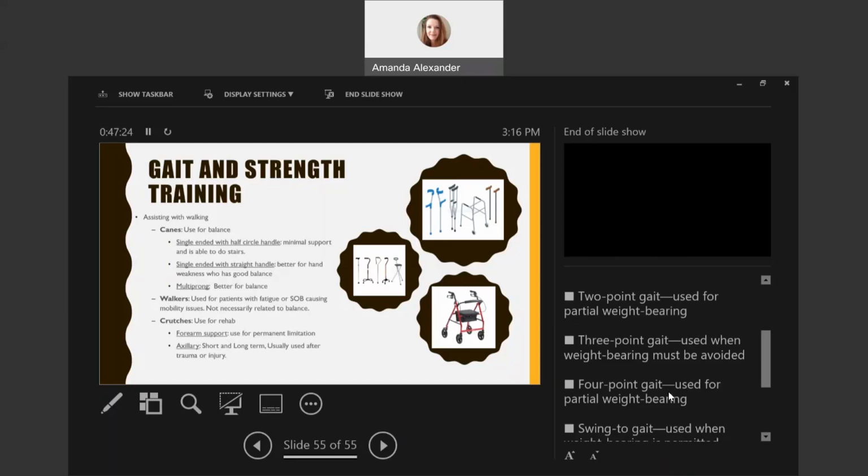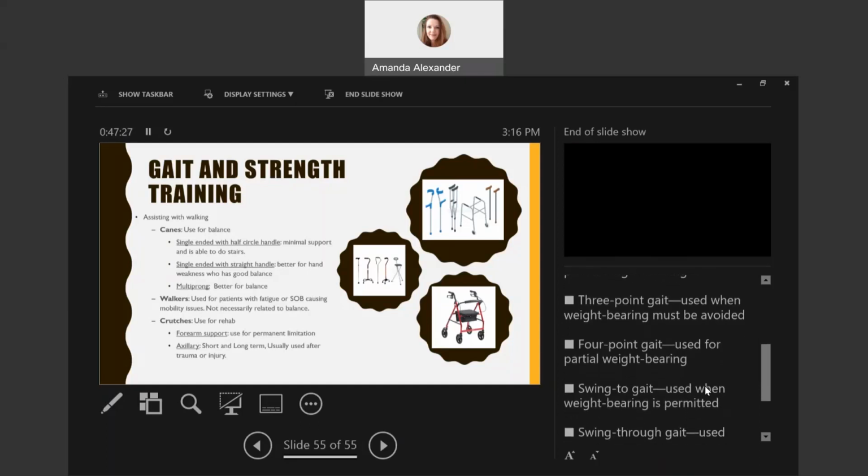The 4-point gait is used for weight bearing. In this one, the right crutch is advanced, then the left foot, then the left crutch, and then the right foot. So if you can only imagine, they're going to move their right crutch forward, then the left foot. So it kind of puts them off balance a little bit. Then the left crutch forward, and then the right foot. That's usually if weight bearing is allowed.